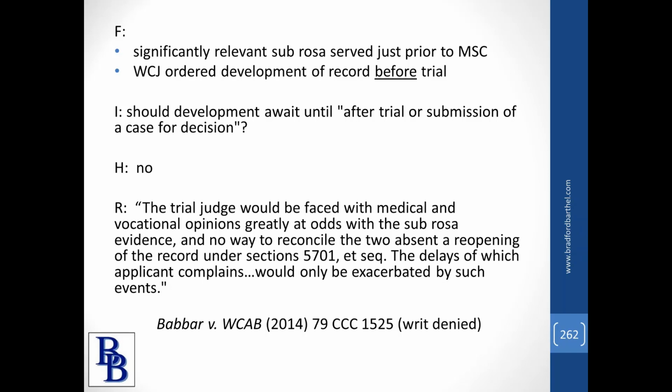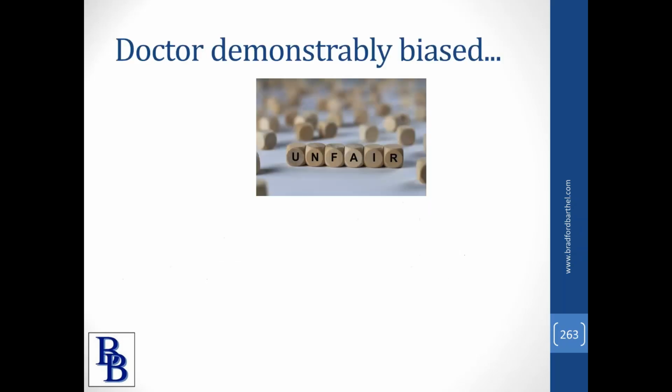Why? The trial judge would be faced with medical and vocational opinions greatly at odds with sub rosa evidence and no way to reconcile the two, absent a reopening of the record. The delays of which applicant complains would only be exacerbated by such events. So in the name of speed and getting things done expeditiously, the argument was that this should be done before trial. And I think some of the other thought was once the sub rosa is provided to the experts, the doctors, the VR specialists, this might change the parties' positions in settlement and help resolve the case informally.